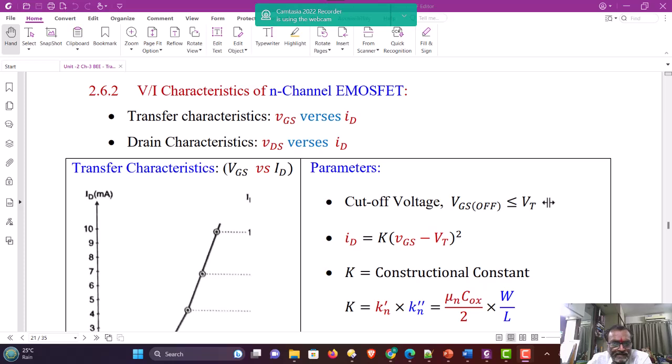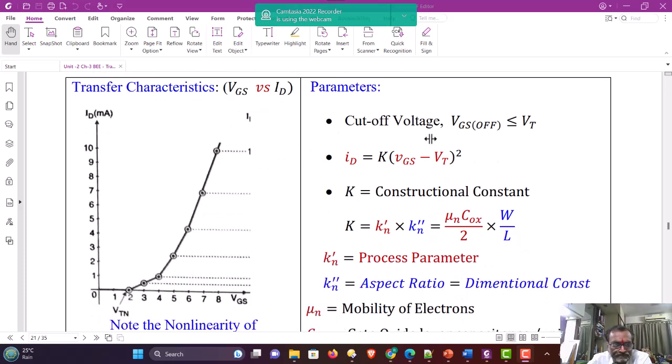The VI characteristics of enhancement MOSFETs are shown here. There are two types of characteristics: transfer characteristics, VGS versus ID, and drain characteristics, VDS versus ID. Let us see the transfer characteristics. VGS is on the x-axis and ID on the y-axis.